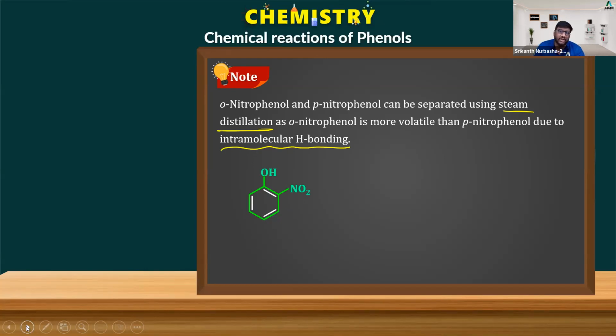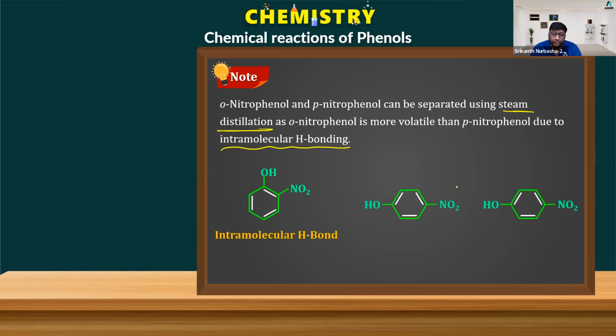Because boiling point depends upon intermolecular forces. Between one molecule and the other molecule, the stronger the attraction, the more thermal energy we have to provide, and the higher the boiling point will be. So because of intramolecular hydrogen bonding, what happens? The intermolecular forces of attraction in orthonitrophenol are reduced. Because of that, its boiling point is reduced, and because of its lower boiling point, it is more volatile.